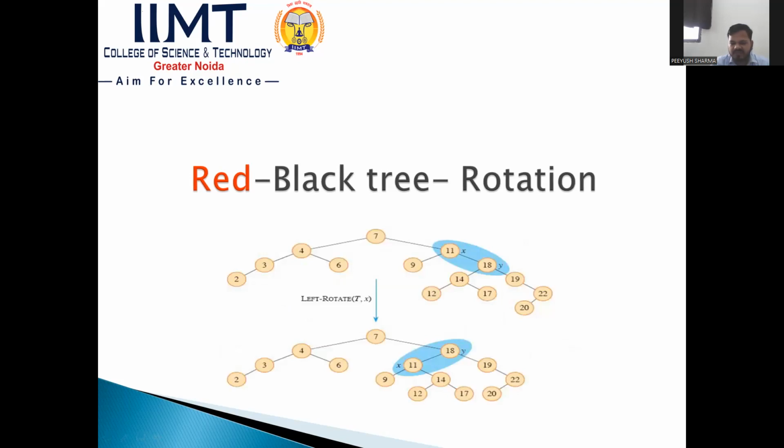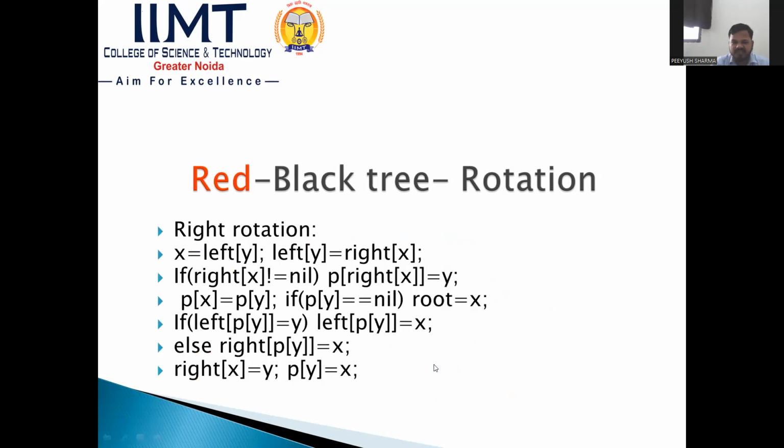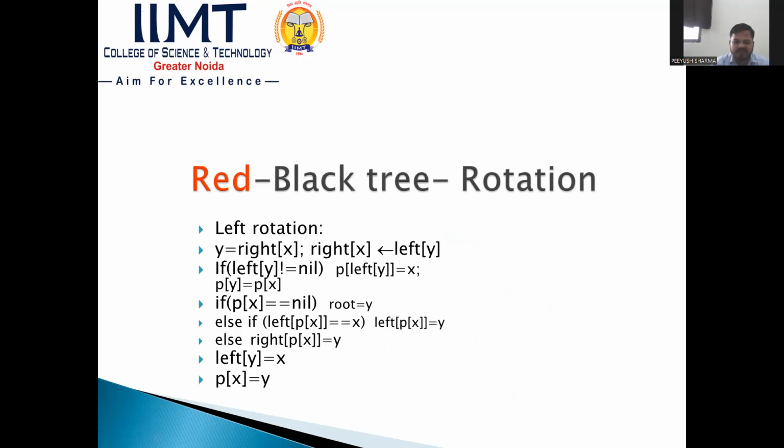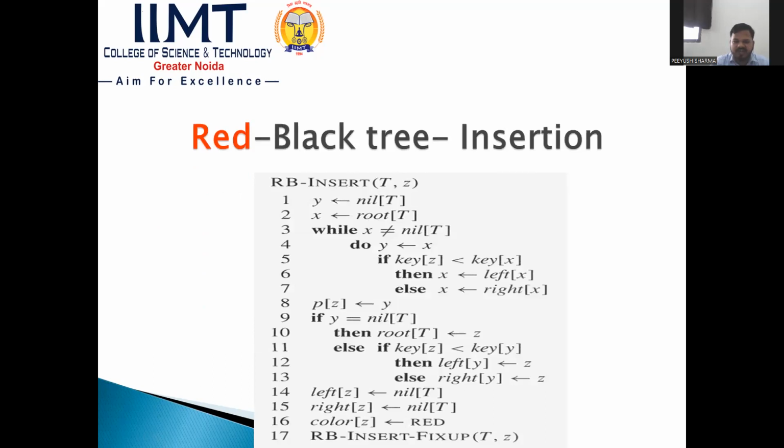There is some example of this left rotation. The tree is not balanced, so we have to rotate it, and x is here, y is here, x is 11, y is 18. 18 takes the place of x, that is here, and x goes to the left child of 18, and alpha and beta are arranged here. Here is some code algorithm of this left rotation and right rotation and insertion.